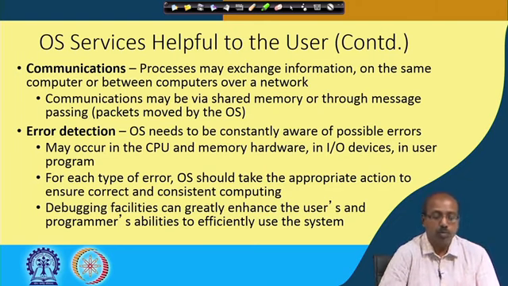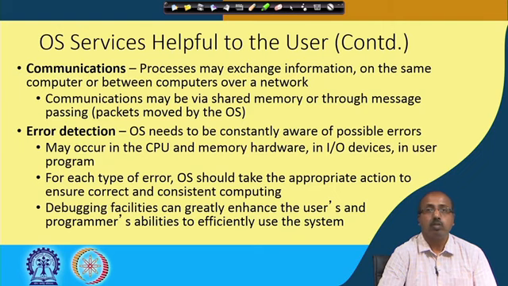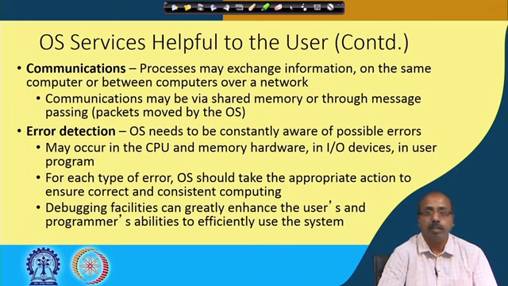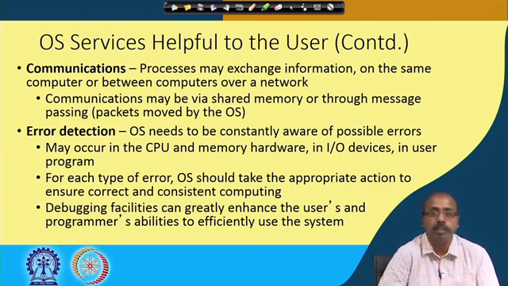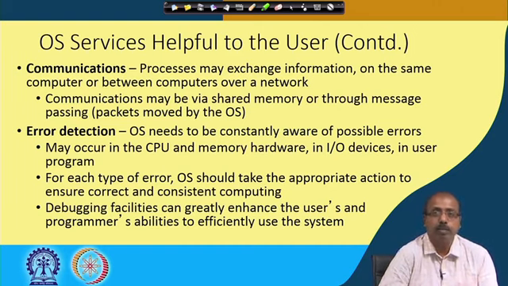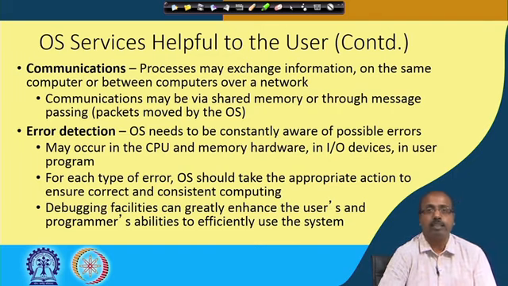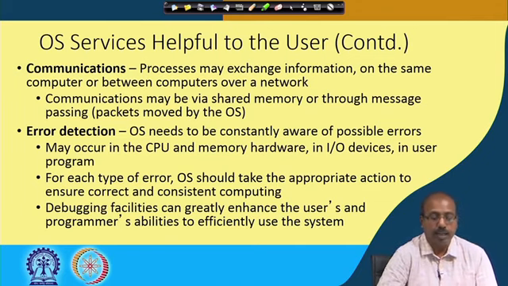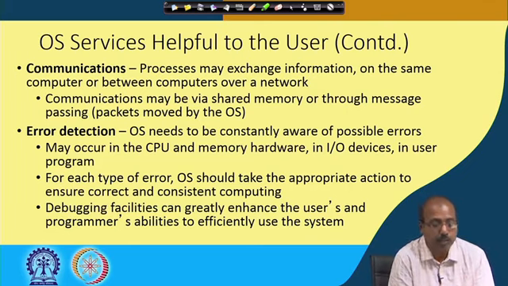Then error detection. The OS needs to be constantly aware of possible errors, like when a program is under execution. Before a program executes, we do not know whether it will give rise to some error or not. For example, there may be a division operation in my program, z equal to x by y. Until the value of y is computed, we do not know whether y becomes equal to 0, leading to a divide by 0 error. Most errors are difficult to predict statically. Only when the program or process is executing can such errors occur. So, the operating system should be constantly aware of these possible errors.